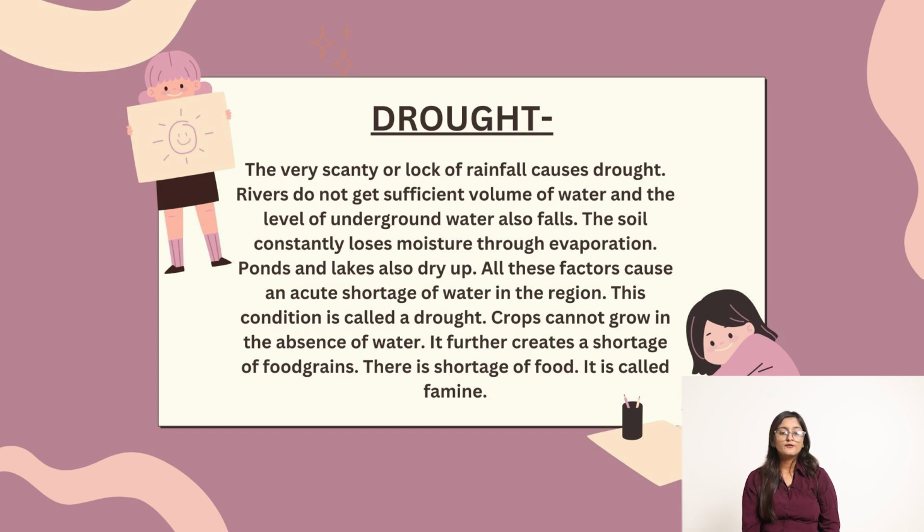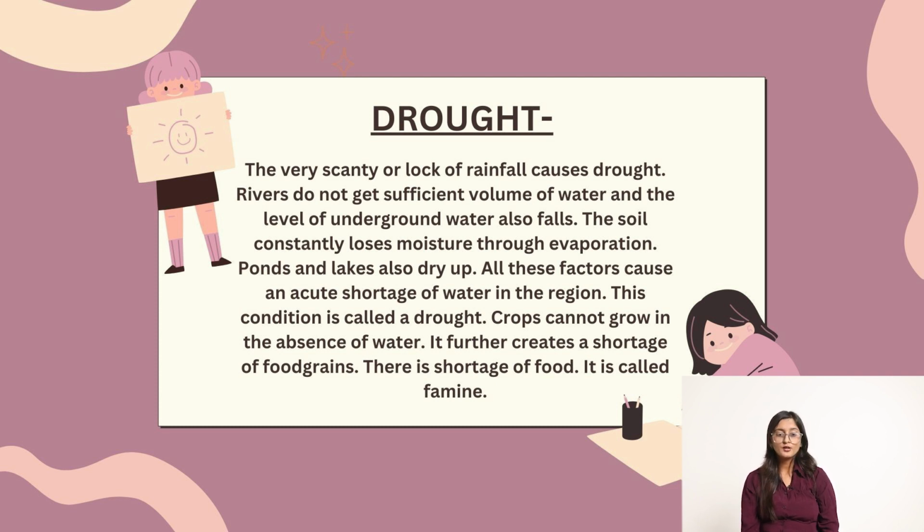Drought. Very scanty or lack of rainfall causes drought. Rivers do not get sufficient volume of rain water and the level of underground water also falls. The soil constantly loses moisture through evaporation. Ponds and lakes also dry up. All these factors cause an acute shortage of water in the region. This condition is called a drought.